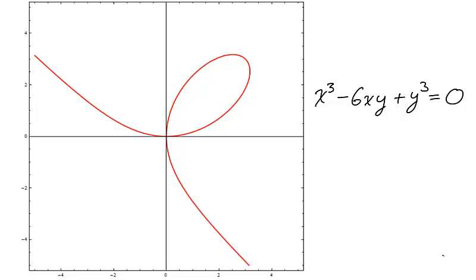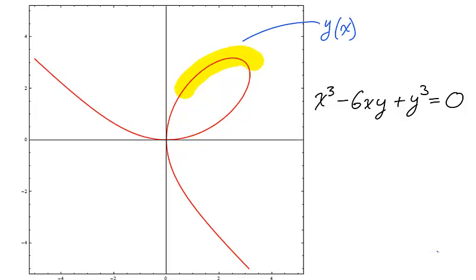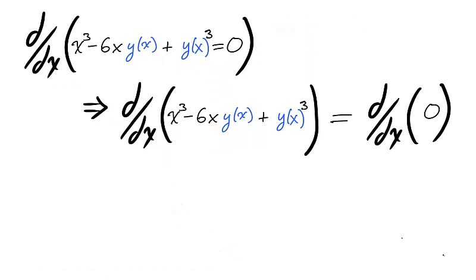The equation x cubed minus 6xy plus y cubed equals 0 defines the curve. The curve is not a function, but it implies the highlighted function. In the highlighted region, y depends on x, so we denote it y of x, just as we've always denoted functions such as f of x or g of x.